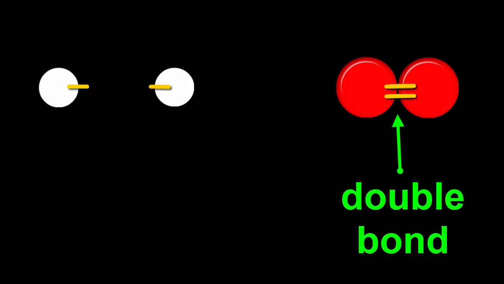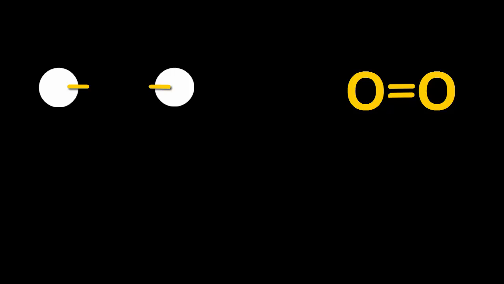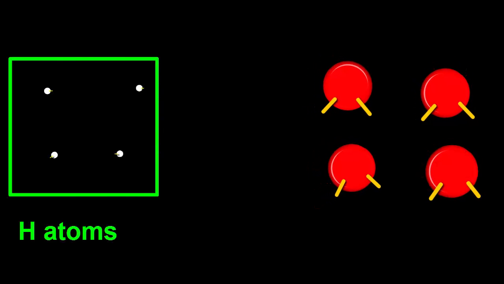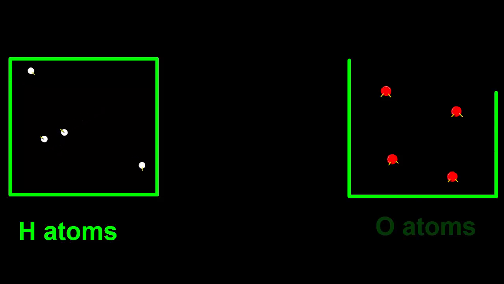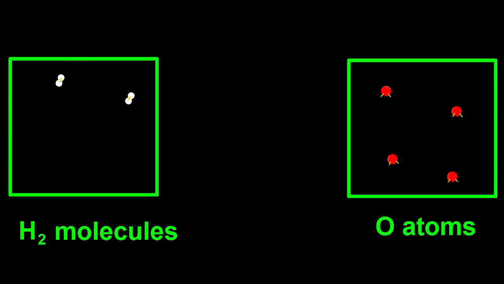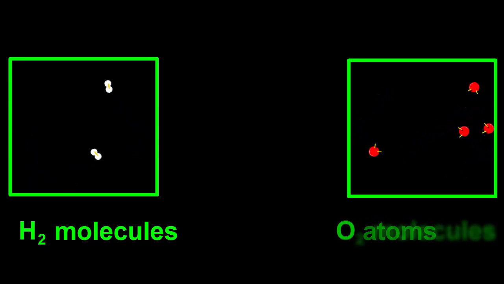This is the most common way that oxygen bonds to other oxygens, and we can write its structural formula showing the double bond as 2 sticks between its symbols. Its molecular formula is O2. Let's put some hydrogen atoms in one box and some oxygen atoms in another box. The hydrogen atoms join together to make H2 molecules, and the oxygen atoms will join together to make O2 molecules.